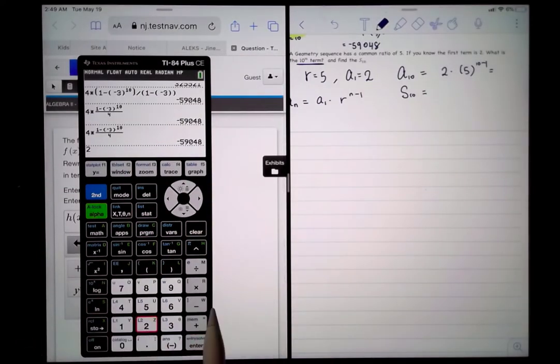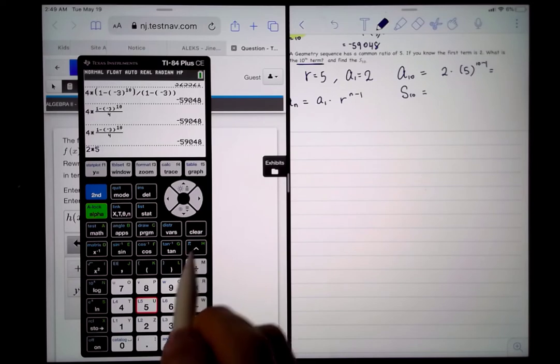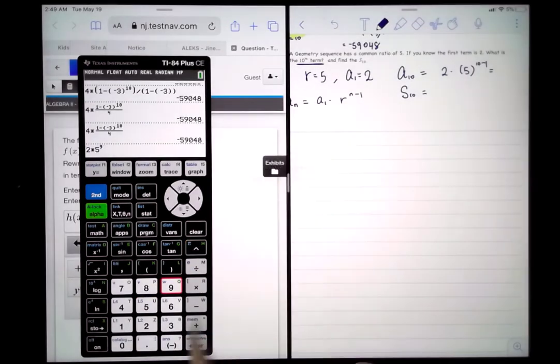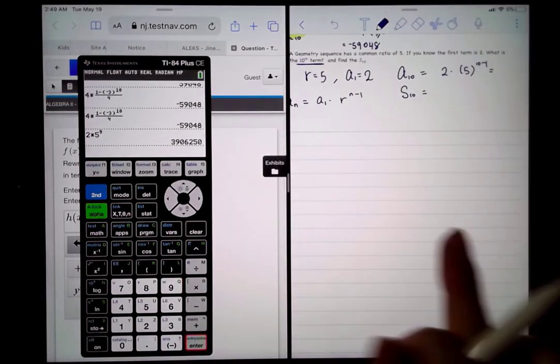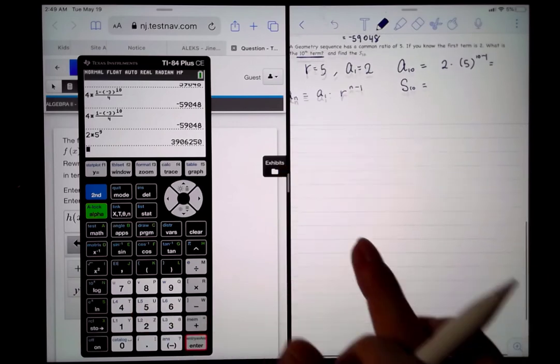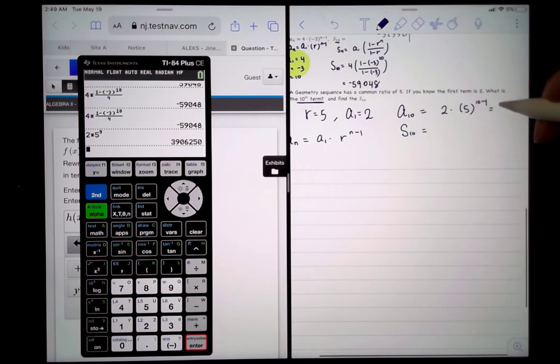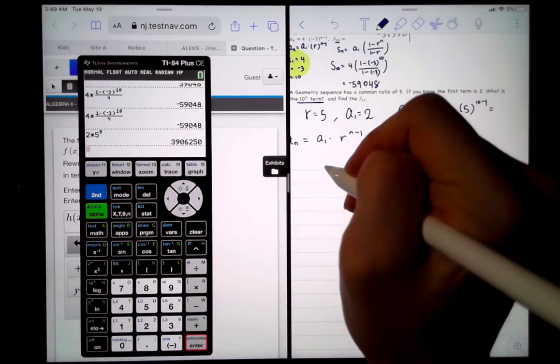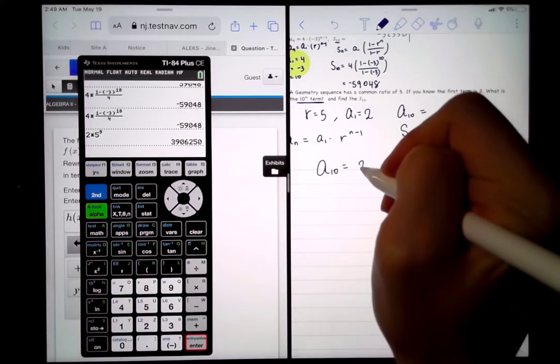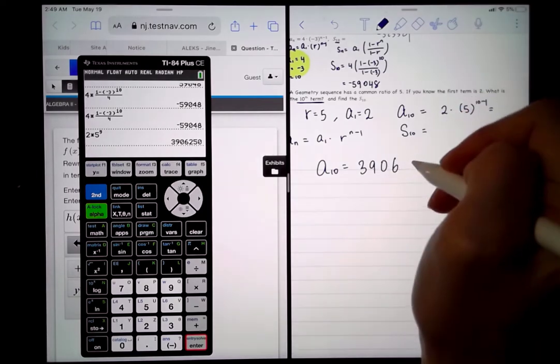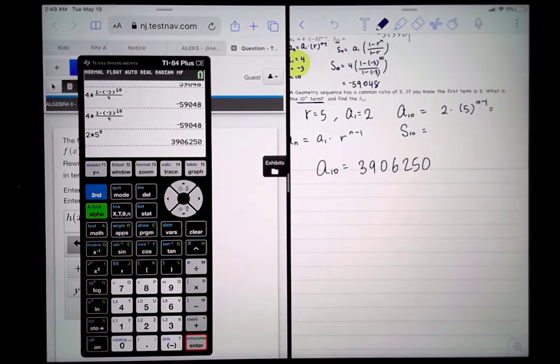So 2 times 5 to the 9th power is 3906250. So this is A10, which is 3906250.